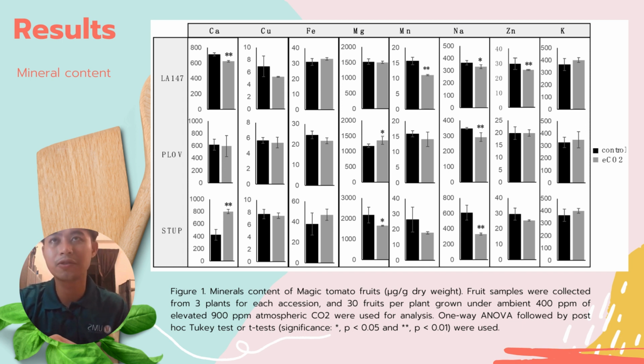The final results of this research. First graph is for the mineral content. Mineral content of magic tomato fruits were collected from three plants for each accession. Under ambient 400 ppm or elevated 900 ppm atmospheric carbon dioxide were used for analysis. As you can see here, there are three types, and first is LA147, second Plovit, and the last seeds is 2PC type of tomato.